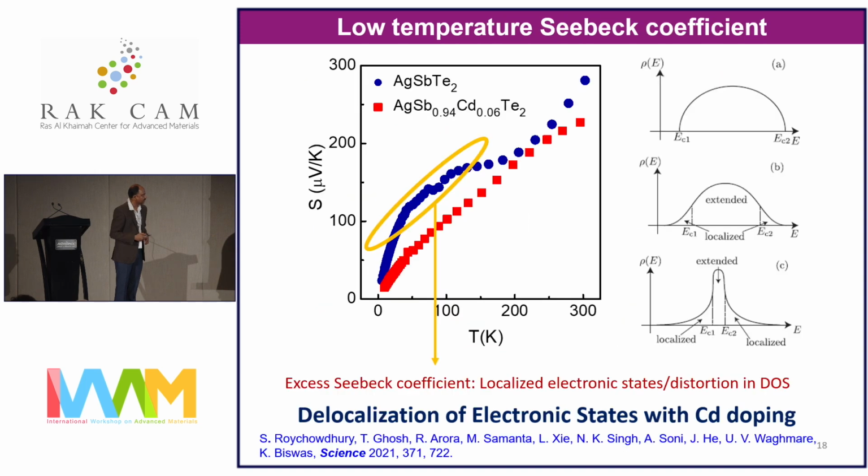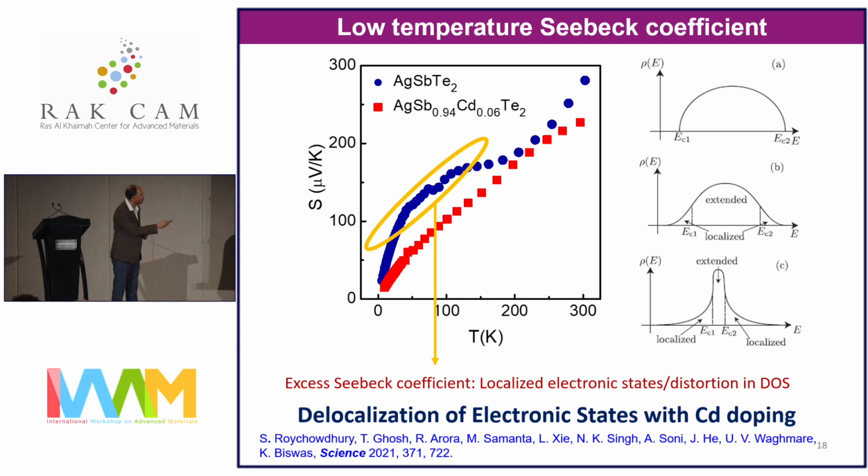Then we have measured the Seebeck coefficient, and you can see the Seebeck coefficient, the blue curve, which is the pristine compound, shows a bump at exactly the same temperature where we see the resistivity minimum. And this bump is nothing but due to the distortion of the electronic state, which was proposed by Neville Mott a long time back by this equation: S is directly proportional to the first derivative of the density of states.